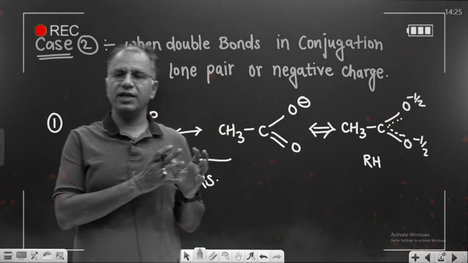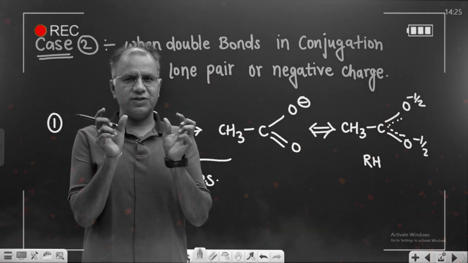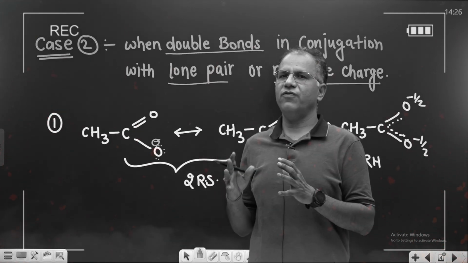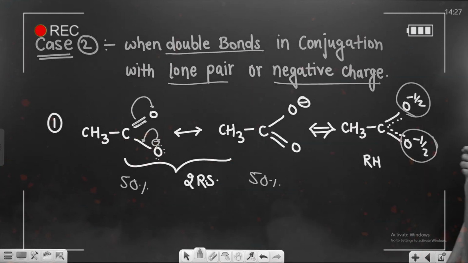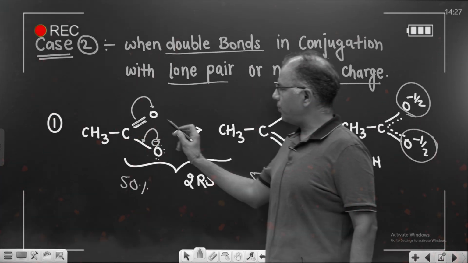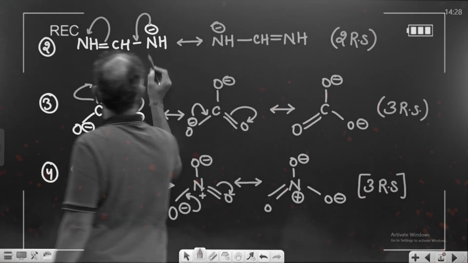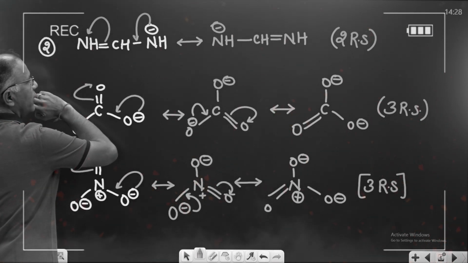What is the case 1? In case 1, double bond conjugation with positive charge. So try to form new bond first. Don't try to break bond. What you have to do? You have to move lone pair then pi bond. In this example, this lone pair converts into pi bond, then pi bond into lone pair.